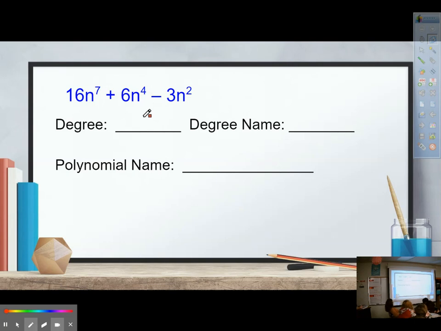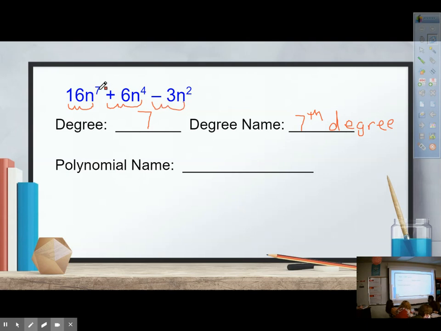Brandon, what did you and your partner get for the degree? 7th. And then what about the degree name? 7th degree. Yeah, you just write 7th degree. There's no special name for 6 and above. And then how many terms does it have, Hayden? 3. It has 3 terms. So what type of polynomial is it? Trinomial. So 16n to the 7th is a term, positive 6n to the 4th is a term, and negative 3n squared is a term. So it's 3 terms, so that is a trinomial.